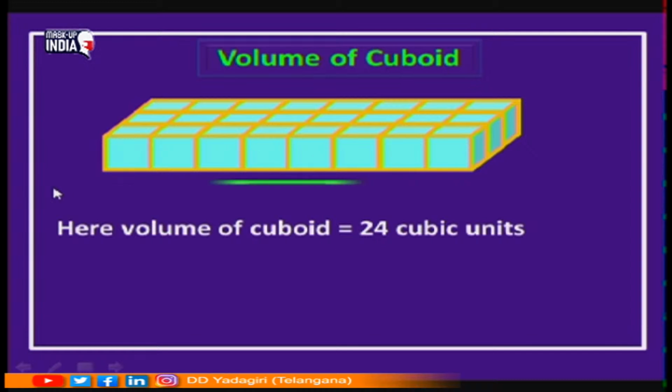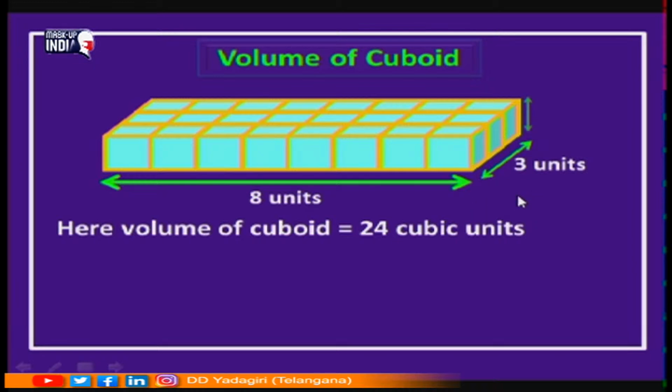So, when I join all these unit cubes, I got a cuboid. Now, what is the length of this cuboid, children? Yes, it is 8, because adding all these 1, 1, 1 unit, you get 8 units as its length. Now, what about the breadth? Yes, 3, because 1 unit plus 1 unit plus 1 unit, so 3 units. And what about height? Yes, it is only 1 unit.